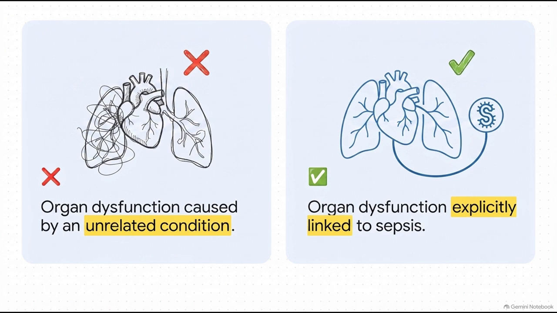You must never assign a code from subcategory R65.20- if the acute organ dysfunction is caused by another, completely unrelated medical condition. For example, if a patient has sepsis, but their acute kidney injury is clearly documented as being caused by a totally different issue, you literally cannot code severe sepsis. To assign R65.20, the acute organ dysfunction must be explicitly linked to the sepsis itself. The provider has to clearly document severe sepsis or explicitly state the organ failure is actually due to the sepsis. It has to be sepsis with organ dysfunction, not just sepsis and organ dysfunction.